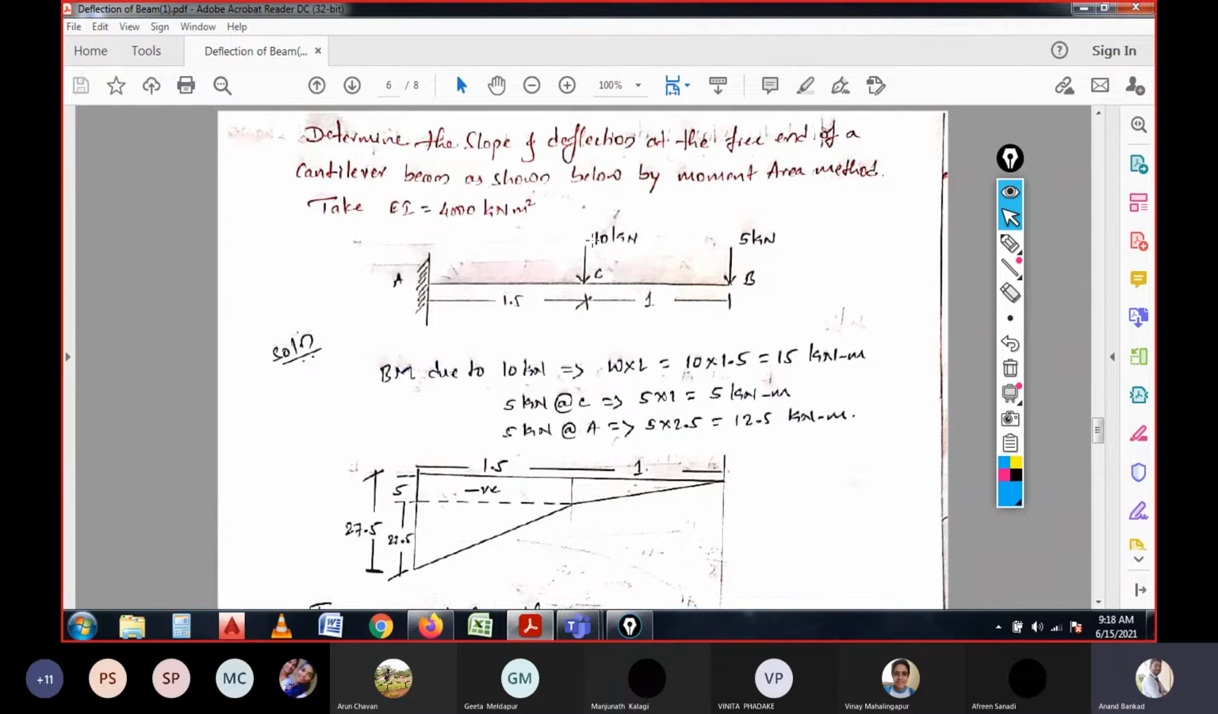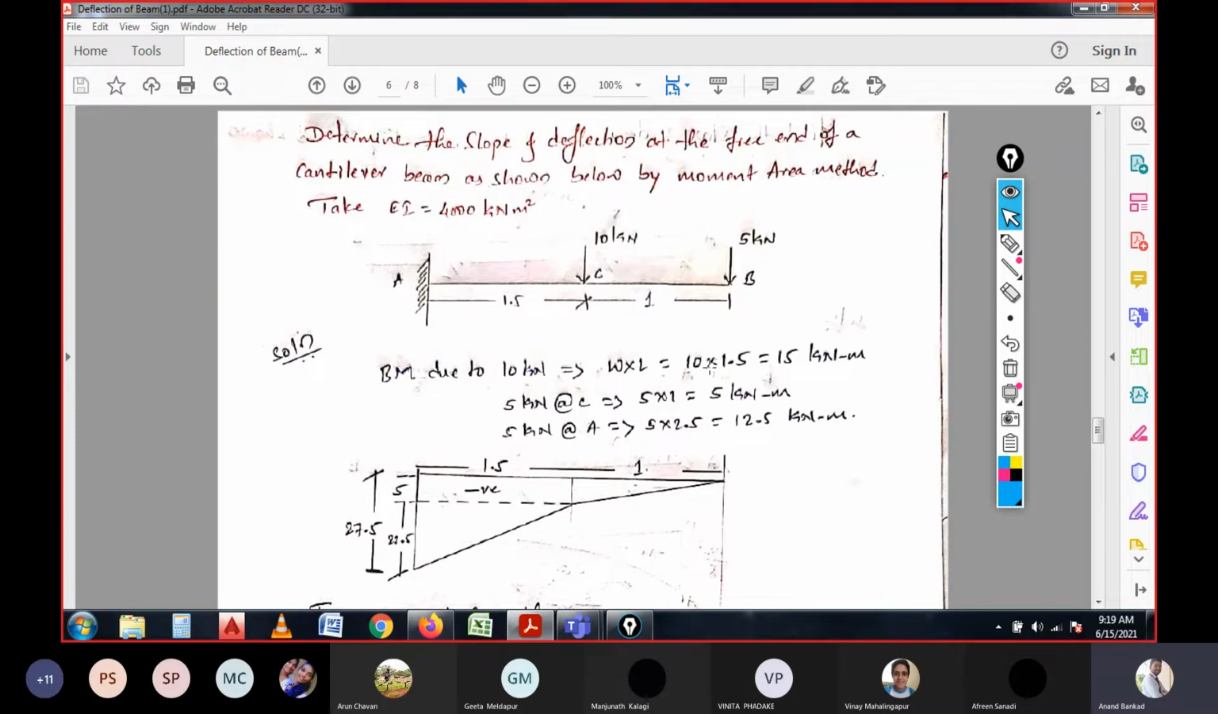So if you consider the bending moment due to this 10 kilonewton load at A, then 10 into 1.5 will be 15 kilonewton meter, that is the moment at point A due to this 10 kilonewton load. Now for this 5 kilonewton load at C, the moment at A is 5 into the total distance, 1 plus 1.5 is 2.5. So 5 into 2.5 will be 12.5 kilonewton meter of total moment acting at point A due to this load.